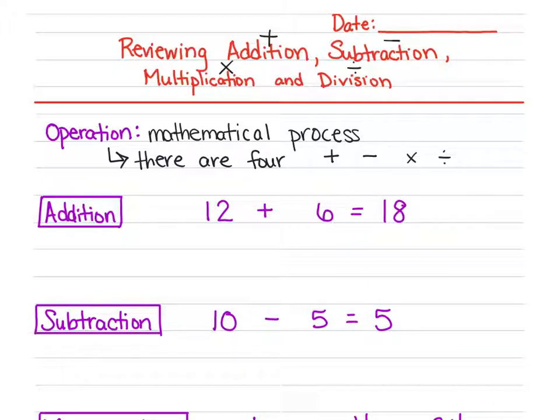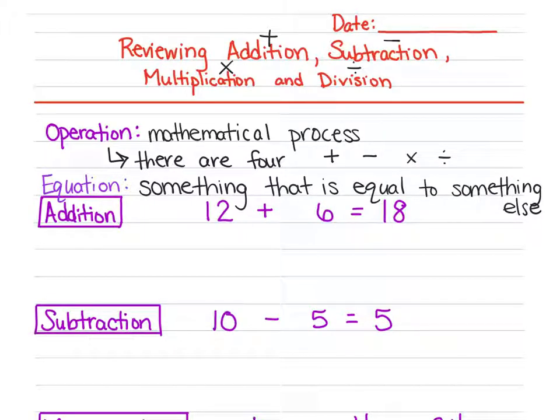One thing we might have missed, though, is there are certain words for each part of an equation. An equation is something that is equal to something else. Below you can see examples of equations. One for each of the operations: addition, subtraction, multiplication, and division.